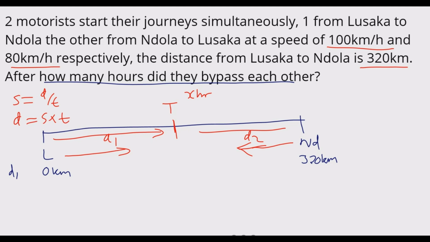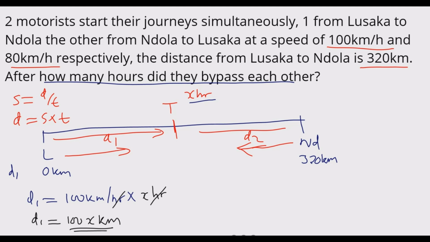The distance that will be covered by driver 1: speed is 100 kilometers per hour multiplied by time. The time will be basically X hours. Then you notice that this and that cancel, and we are going to end up with the distance covered by driver 1 being 100 multiplied by X, 100X kilometers. This will be the distance.